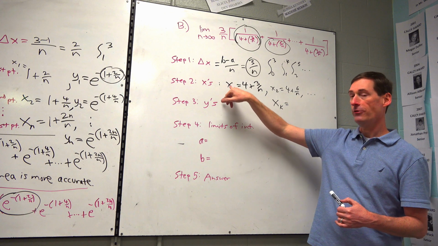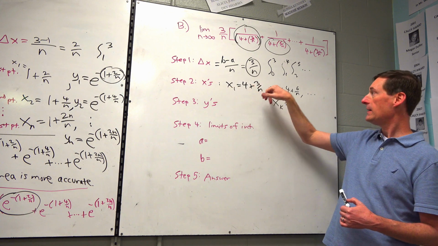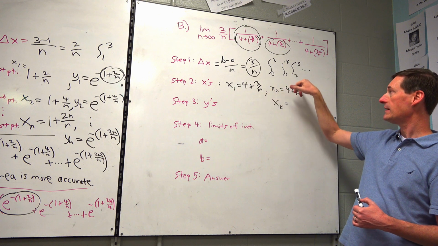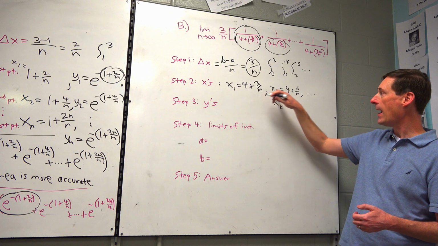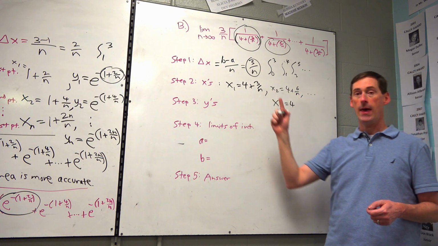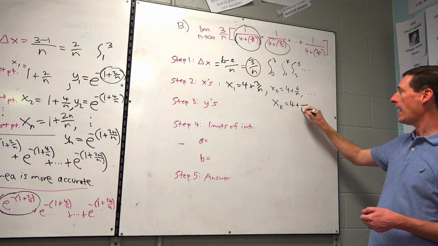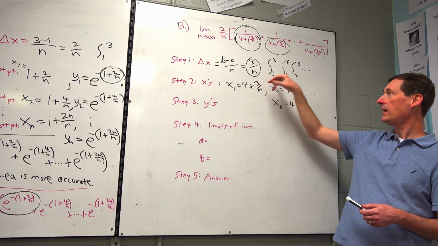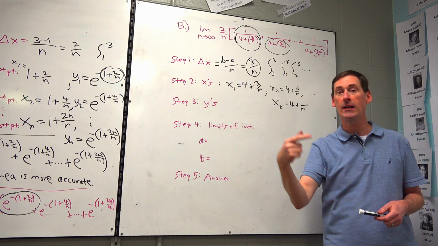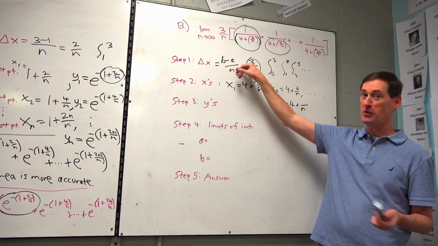Okay, the first x sub 1 was 4 plus 3 over n. The second x was 4 plus 6 over n. Do you see the pattern? Every x has a 4, every x has a plus, and a fraction bar, and an n on the bottom. The only thing that's changing is the 3, 6, 9, 12. It's going by threes. It should be because the gap is 3, by the way.